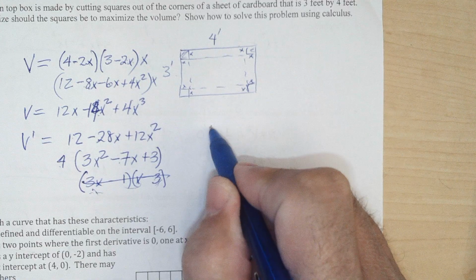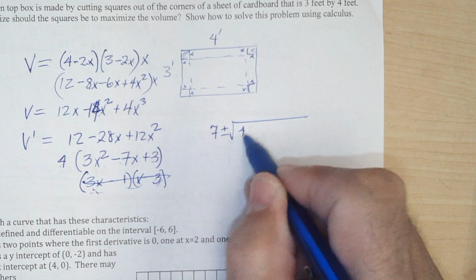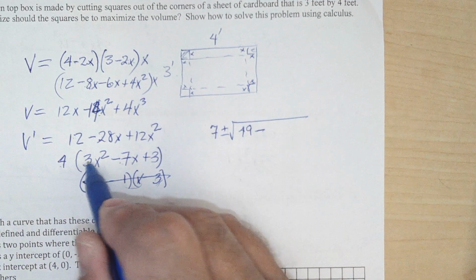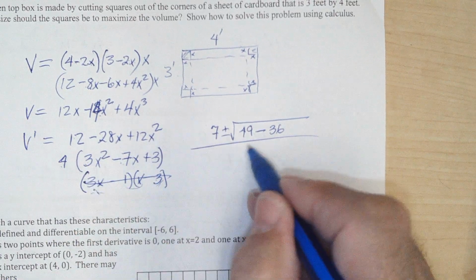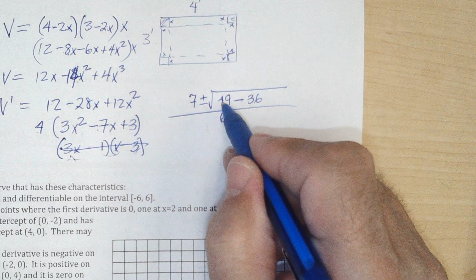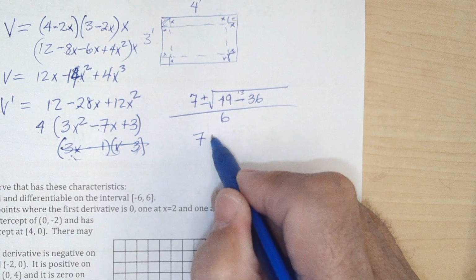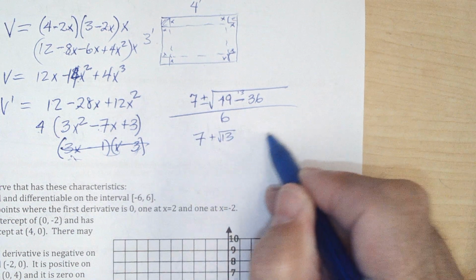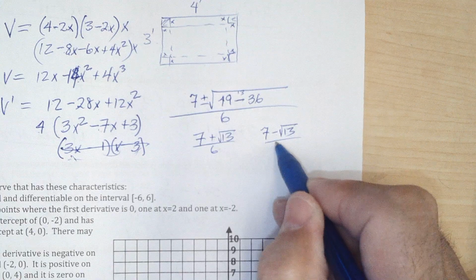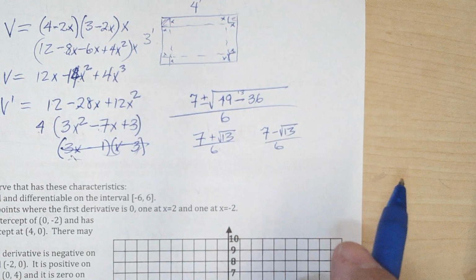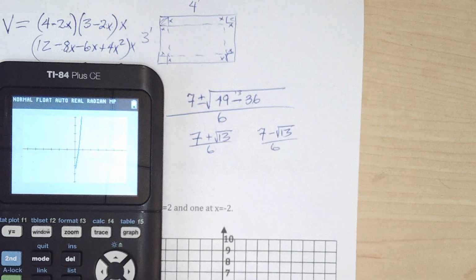So minus b plus or minus the square root of b squared minus 4 times a times c, 9 times 4 is 36, all over 2a. 49 minus 36 is 13, so 7 plus the square root of 13, or 7 minus the square root of 13, both divided by 6. Could be possibilities, but I think, are they both positive answers?